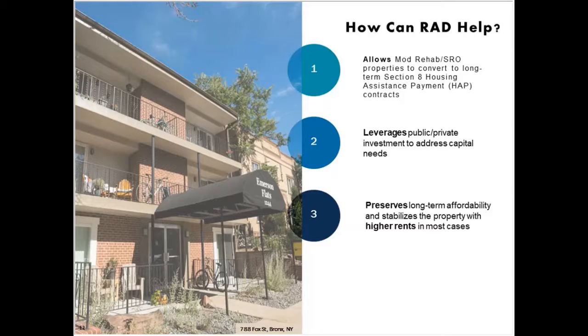And being able to attract lenders and investors in addressing capital needs, what's that going to do? Well, it's going to preserve your long-term affordability. And the great thing about RAD is, part of the initial rent setting, what we've seen historically as part of the Mod Rehab program is the property is most likely going to see a higher rent set at the RAD initial rent setting for the 20-year HAP contract. That's going to stabilize the property moving forward, making it financially viable for the long term.